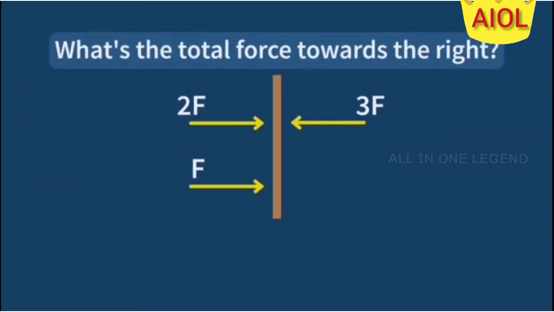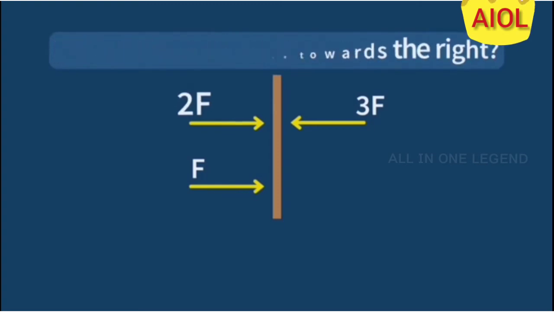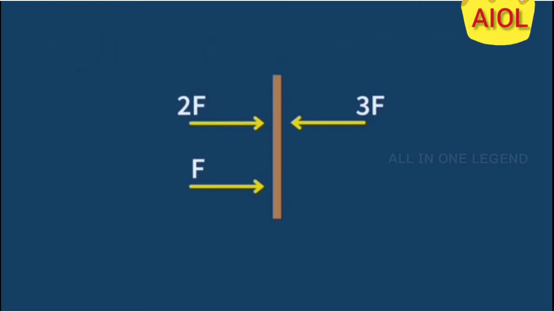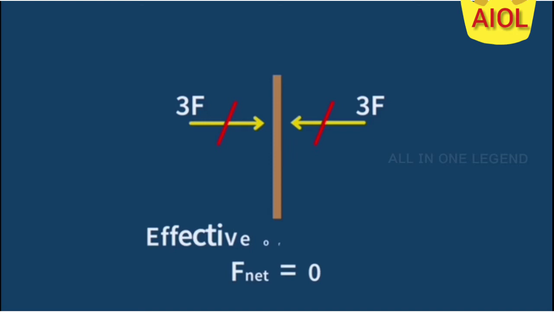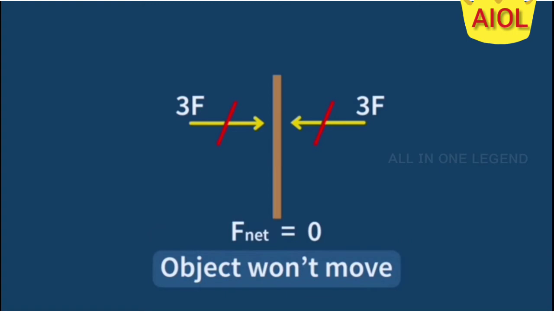Now, what if we had a case like this? What is the total force towards the right? It is 2F plus F. That gives us a total force of 3F. What about the force towards the left? It is 3F. Are they equal? Yes. So will they cancel each other out? Yes. What does this tell us? Even though there are forces on the object, the effective or net force is 0. The object won't move in such a case because these forces cancel out or balance each other.